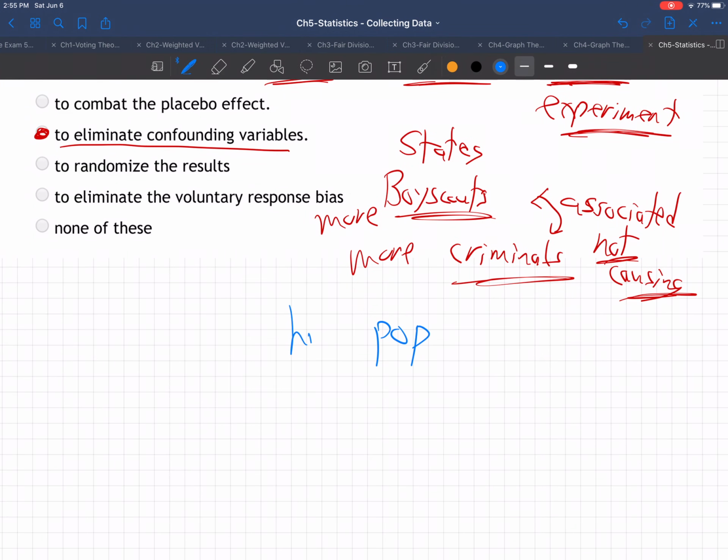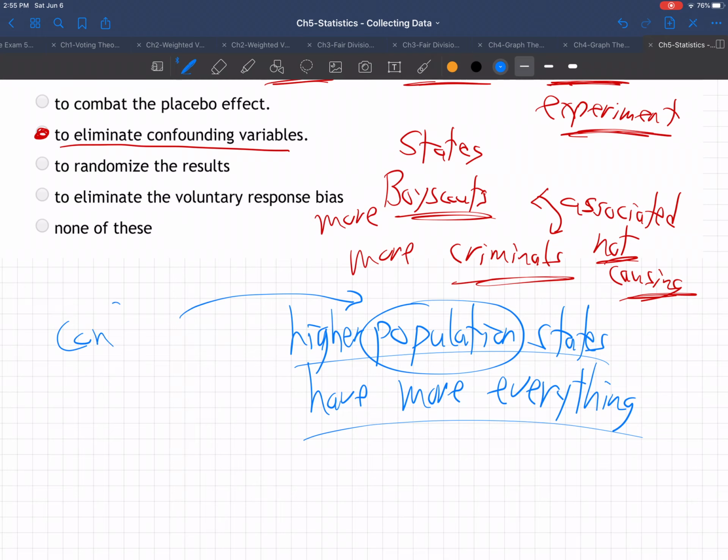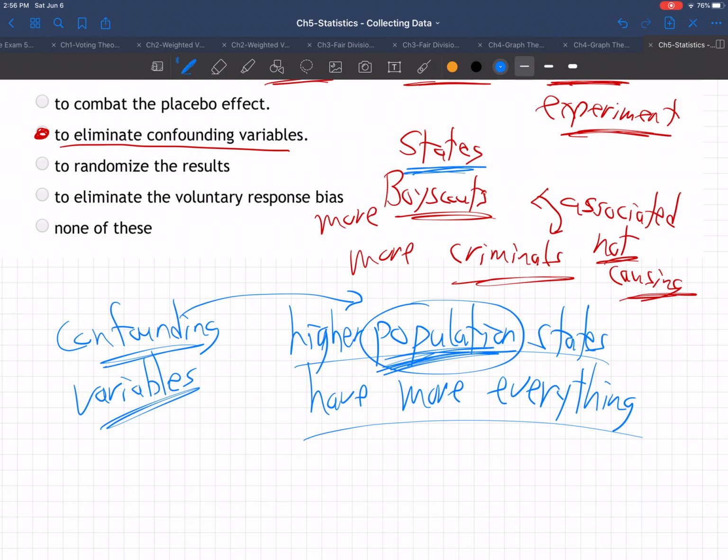Population. Higher population states have more everything: more criminals, more honest people, more tall people, short people, Boy Scouts, Girl Scouts, non-Boy Scouts, etc. So population is what we call the confounding variable. It confounds it. It tricks us, because population is kind of a hiding variable among states, right?